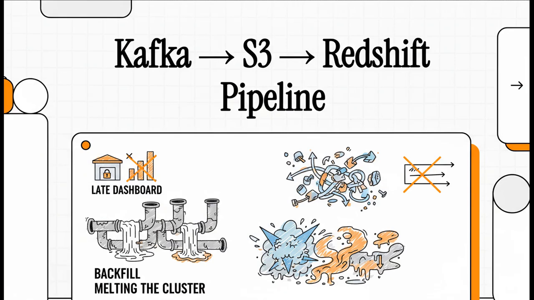Your dashboard is late because the warehouse is locked. The pipeline seems to be working just fine, right up until a backfill melts the entire cluster. Sound familiar? Yeah, these are the real failure modes of modern data pipelines.